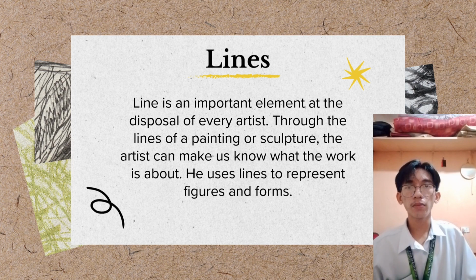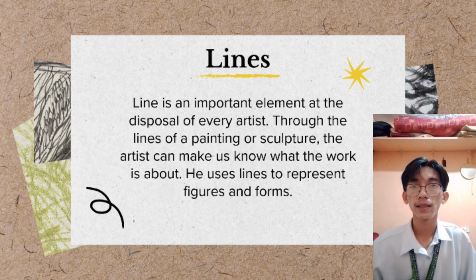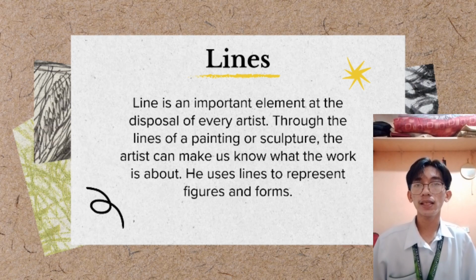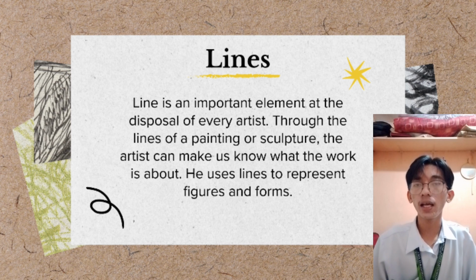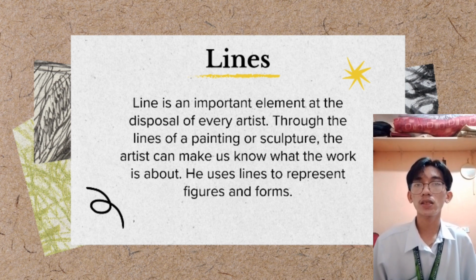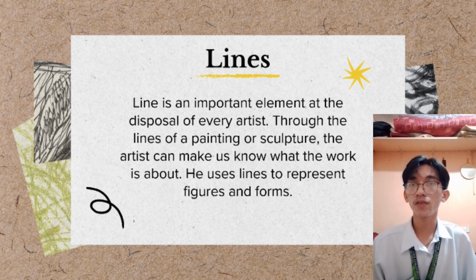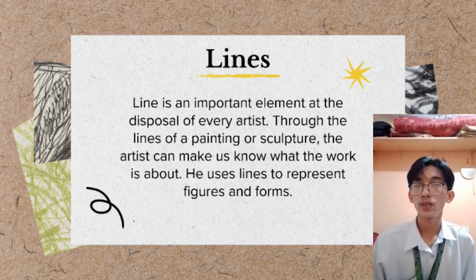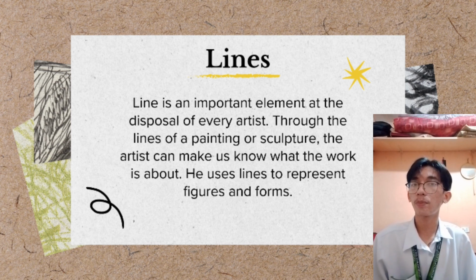So the second element of painting is lines. So line is an important element at the disposal of every artist. Through the lines of a painting or sculpture, the artist can make us know what the work is about. He uses lines to represent figures and form. So lines are fundamental to the structure and visual flow of a painting.